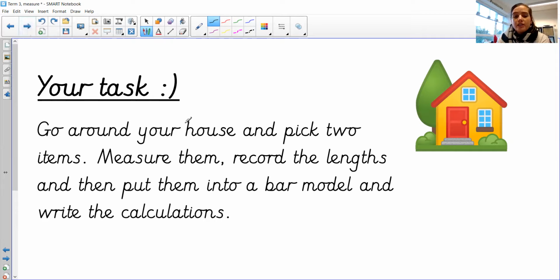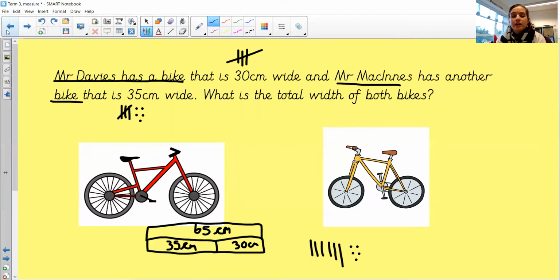Now, one of the things that I didn't do is writing the calculations alongside, because I just wanted you guys to focus on the bar modelling. But afterwards, if you want to challenge yourself, you can start to write the relevant calculations for each one. So 35 add 30 is the same as 65.